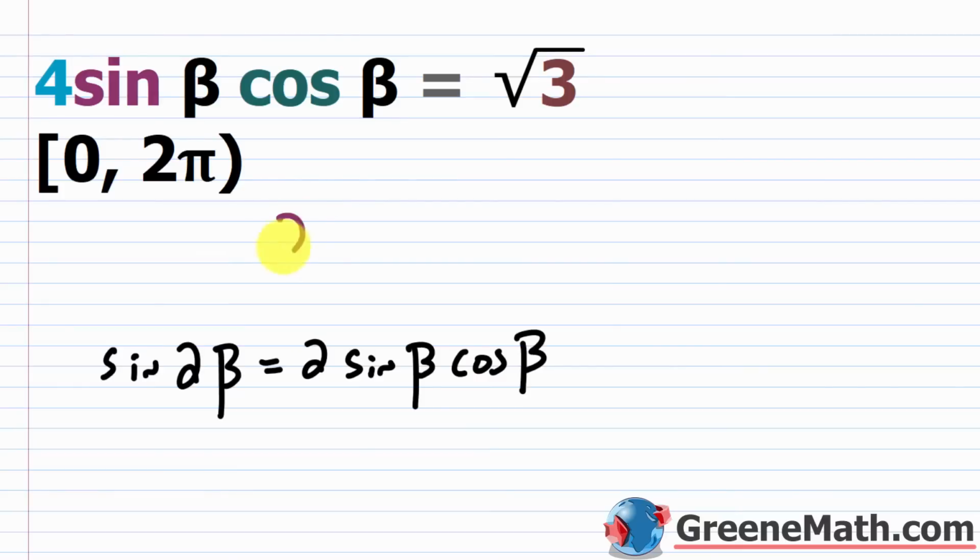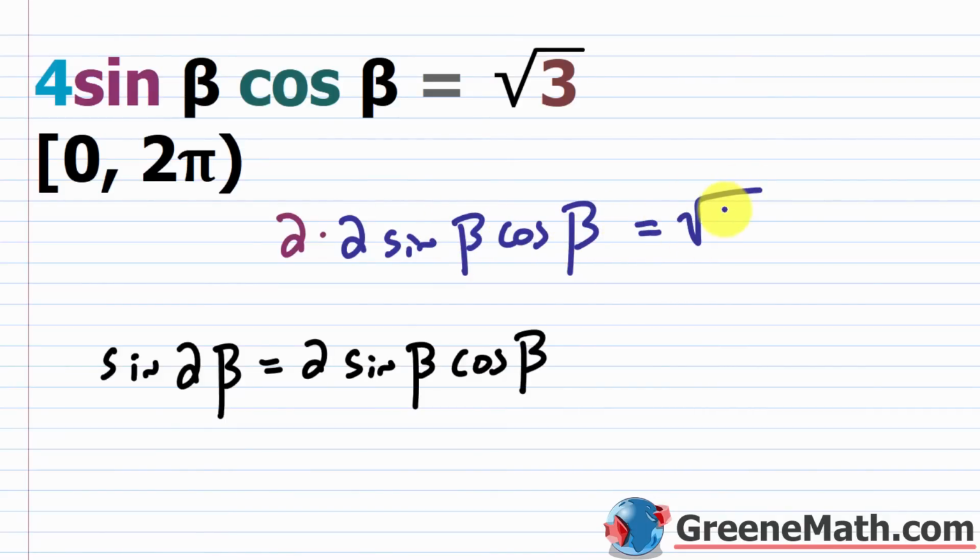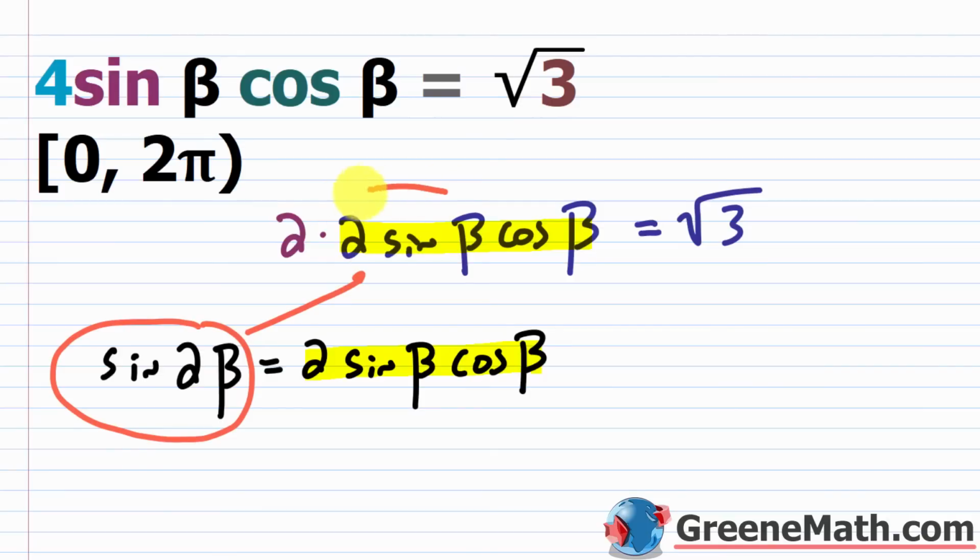So I could say that this is 2 times 2 sine of beta cosine of beta, and this equals the square root of 3. So this 2 times 2 sine of beta cosine of beta gets me back to 4 sine of beta cosine of beta. So I haven't done anything illegal. If you look at this right here, now it matches this right here perfectly. 2 sine of beta cosine of beta, 2 sine of beta cosine of beta. So that means I can legally take this and plug it in for this.